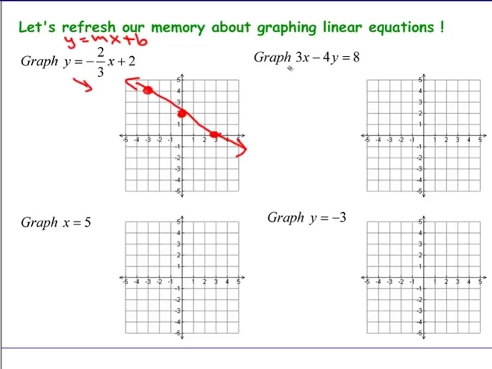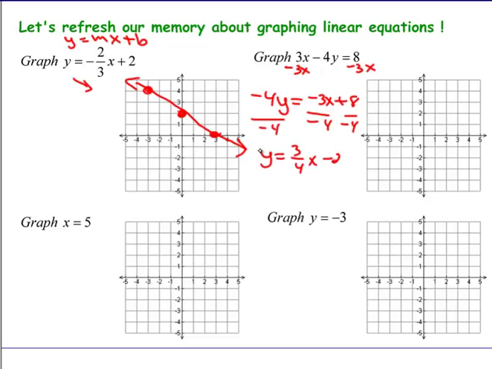This equation is not in slope-intercept form, so I have to rearrange it first. So I'm going to subtract 3x. Okay, I get negative 4y equal to negative 3x plus 8. And then I do need to get y by itself, so I'm going to divide everything by negative 4. And I get y is equal to 3 over 4x minus 2. So my y-intercept is negative 2, and my slope is 3/4. So I go up 3 over 4. So it's going to look like this.